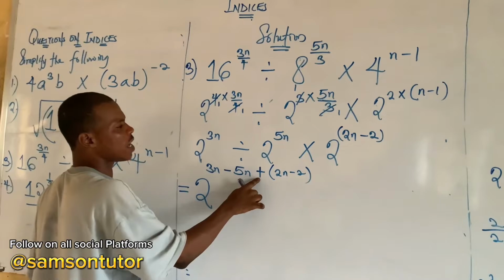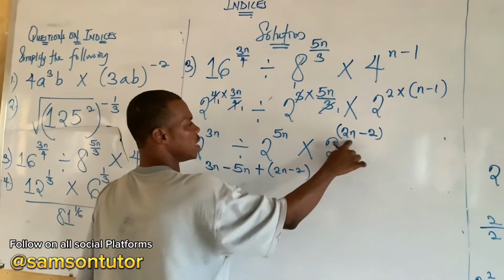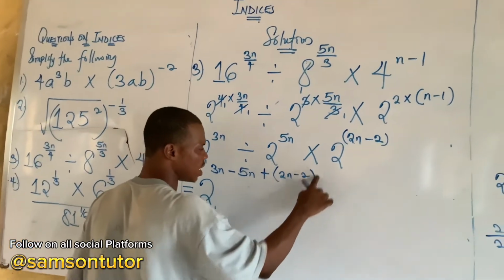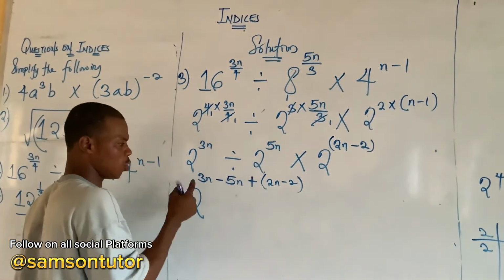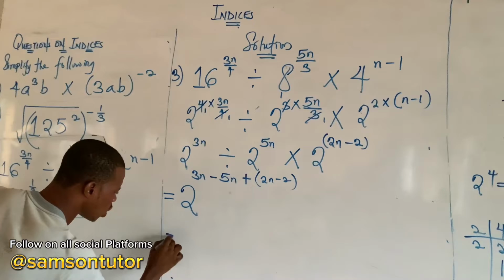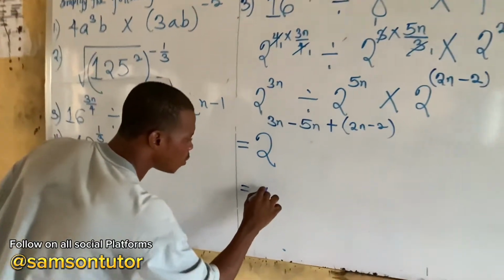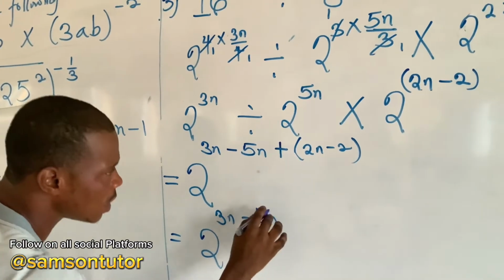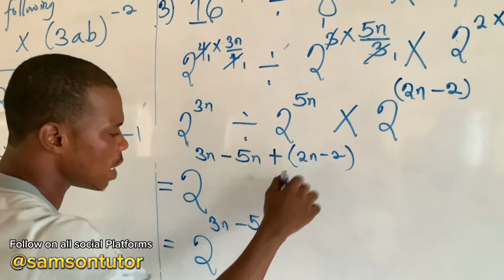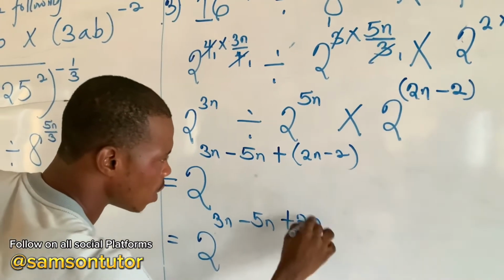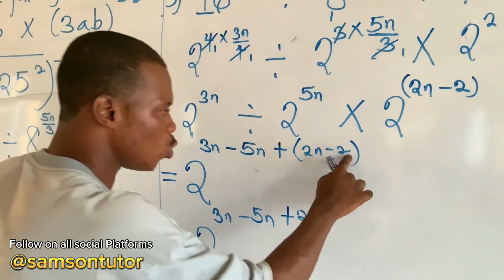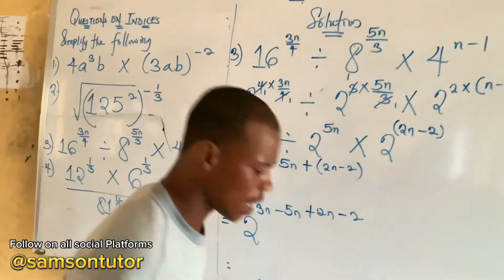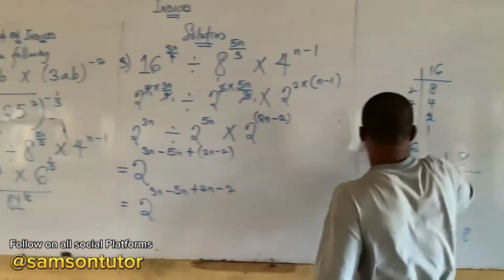Look at it, because the reason is that this is just a single number. So it's just a single number. That was why I'm making it in bracket. So in this instance, we have it here. Let us open up the bracket there. We have 2 raised to power 3n minus 5n plus times 2n will be plus 2n. Plus times minus 2 give us what? Minus 2. Now, in this instance, let us continue here.